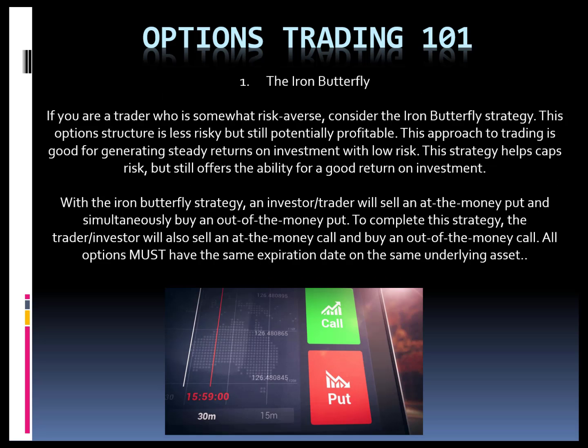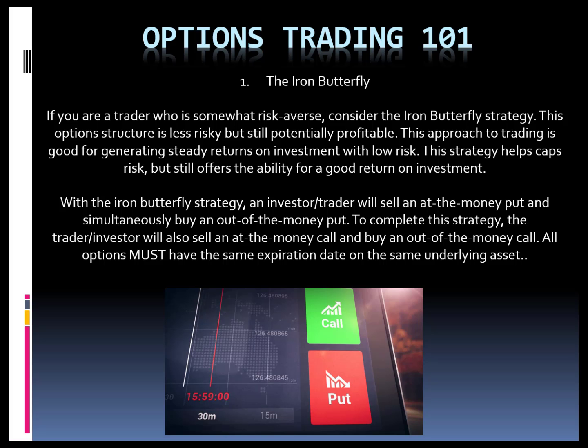Now let's talk about the first strategy. This is the iron butterfly. If you are a trader who is somewhat risk averse, consider the iron butterfly strategy. This option structure is less risky, but still potentially profitable. This approach to trading is good for generating steady returns on investment with low risk. This strategy helps cap risk, but still offers the ability for a good return on investment.